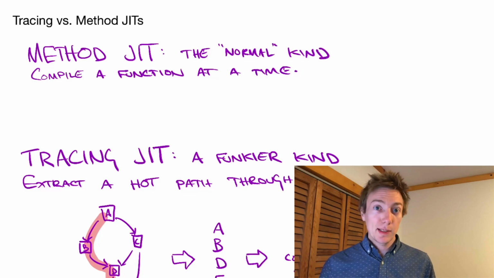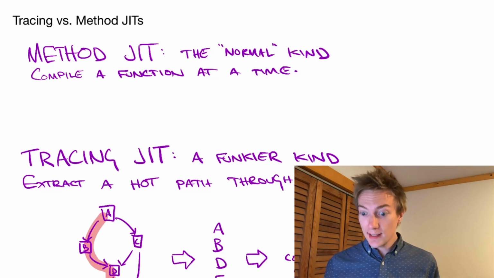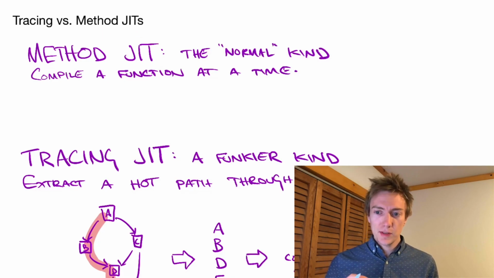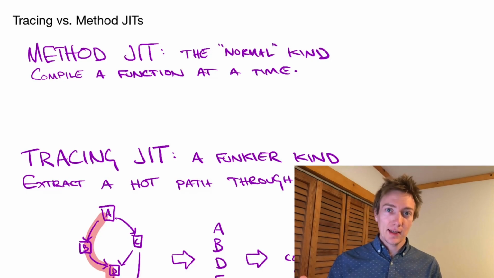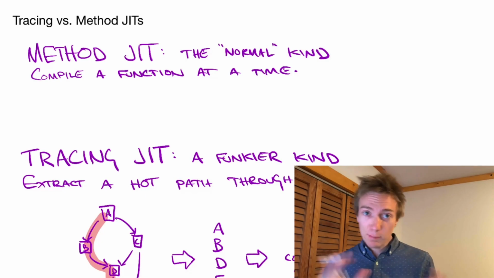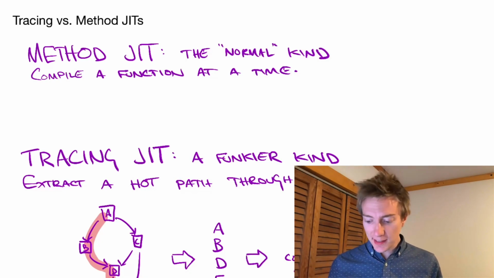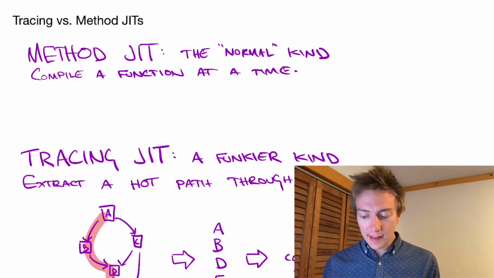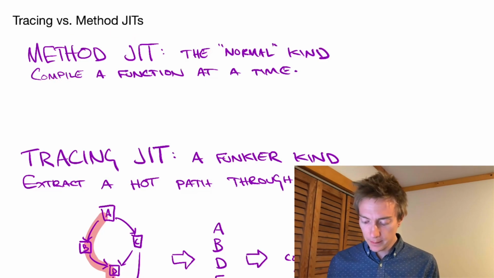These have a somewhat funky name. I think that it would be more sensible if it was just called a function JIT, but my best guess for why they're called method JITs is because JITs have so much intertwined with the Java programming language, and Java people insist that they don't have functions, they have methods. They're called methods in Java, and there's no such thing as a function. So I think that's why this is called a method JIT, even though it would be probably more sensible just to call it a function JIT.